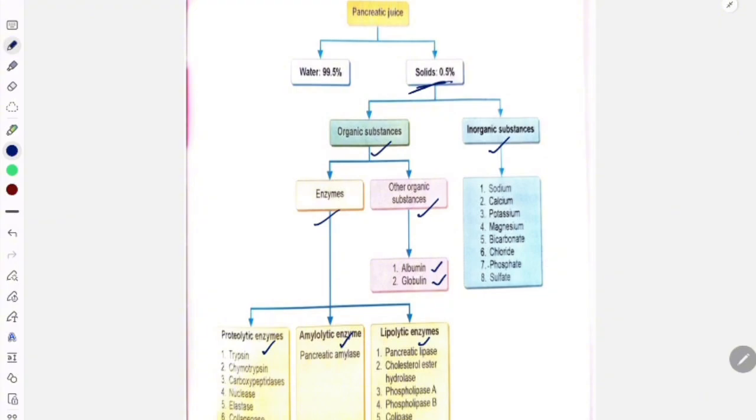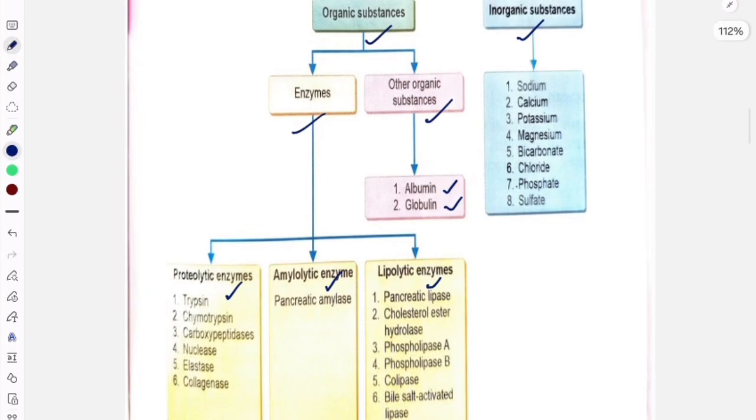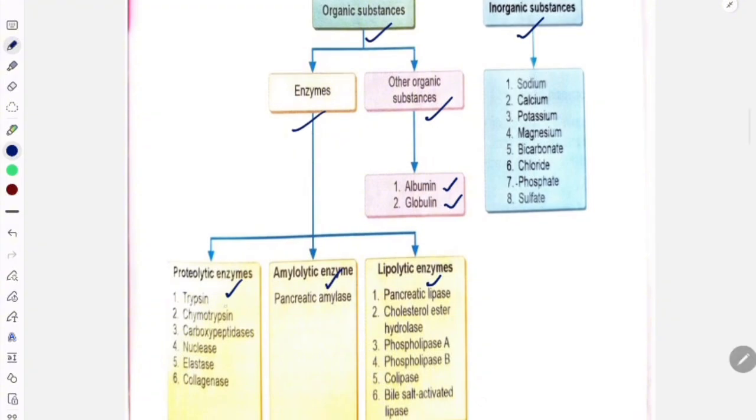Now let us come to the enzymes that are present in the pancreatic juice. The first one we have is the proteolytic enzymes, the enzymes that act on proteins. What are those? Trypsin, chymotrypsin, carboxypeptidases, nuclease, elastase, and collagenase. Okay, these are the enzymes that act on proteins. The amylolytic enzymes are the class of enzymes that act on carbohydrates, and the one important enzyme present here is pancreatic amylase.